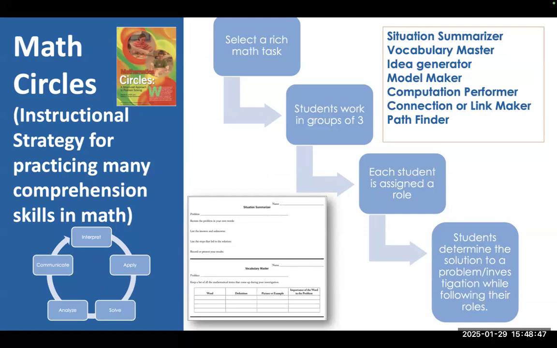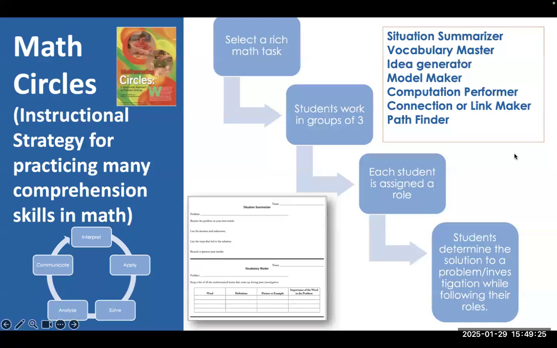In this case, they have a very rich math task and work in small groups of 3 or 4. And each student is assigned a particular role. The ones that I've identified on the screen come from this resource that you see on the side. You can name them to be suitable to your environment and context. But the idea is that each student is provided a specific role. There's a graphic organizer that supports their output during that time.